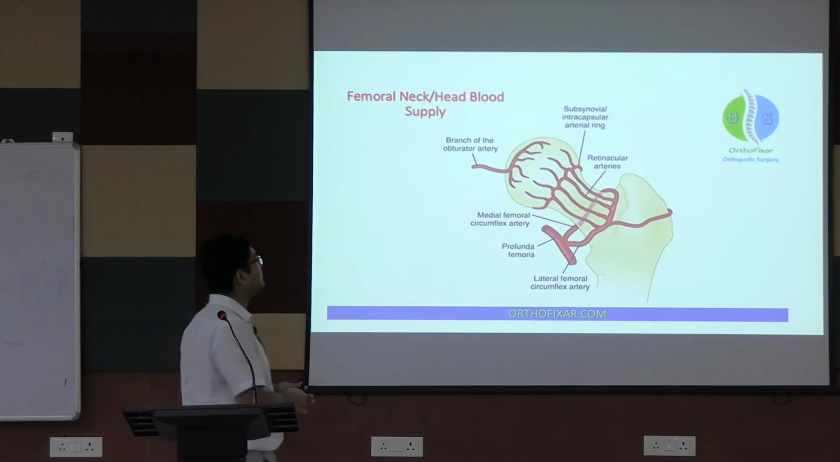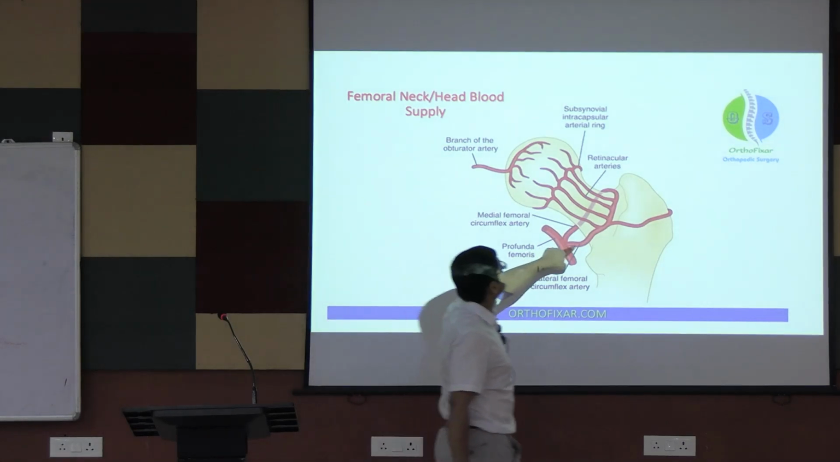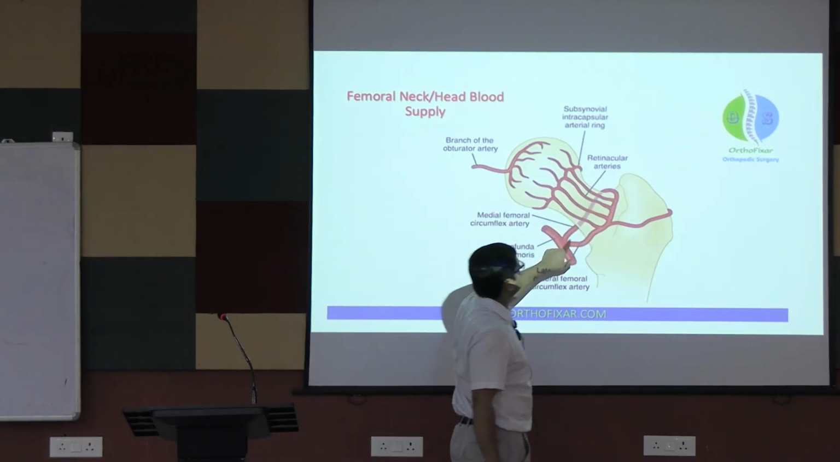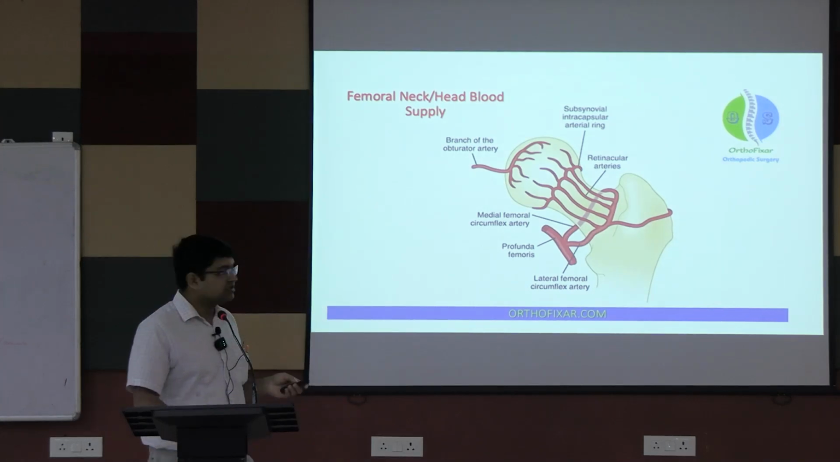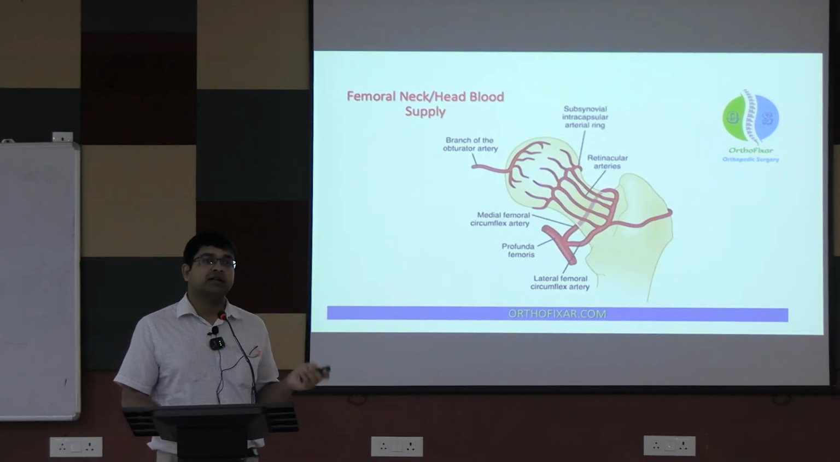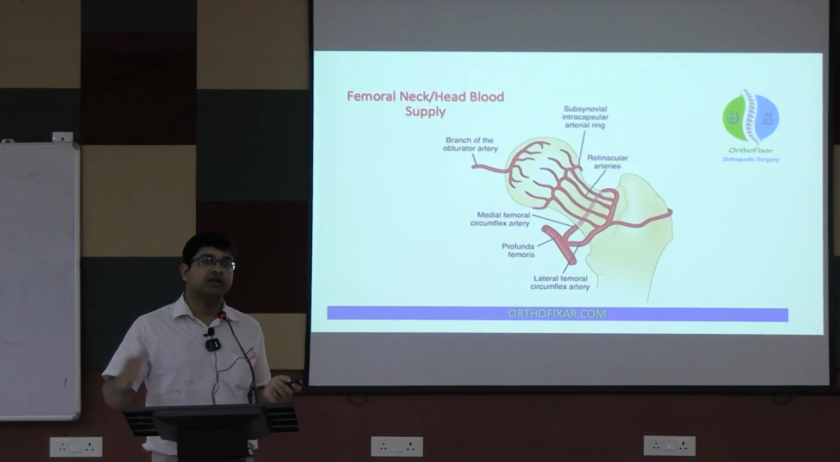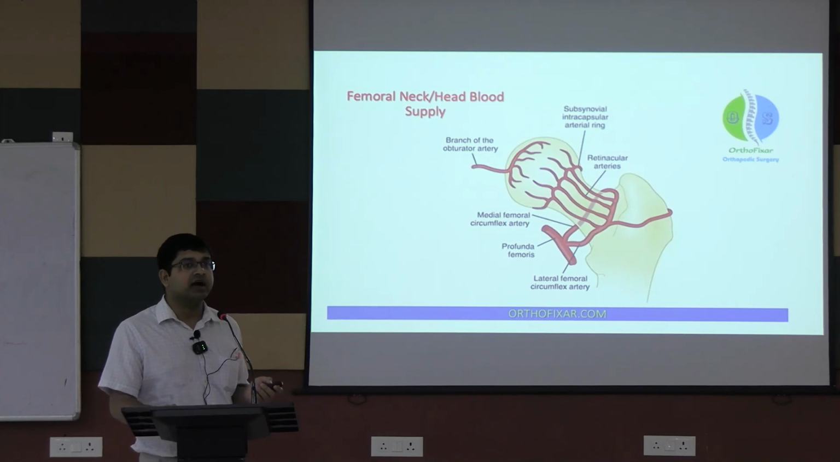Okay, they will form a arterial ring. এটা হচ্ছে একটা arterial ring. Okay, এই arterial ringটা হচ্ছে, এটা হচ্ছে extracapsular arterial ring. It is outside the joint capsule. এটাকে বলা হচ্ছে extracapsular arterial ring.